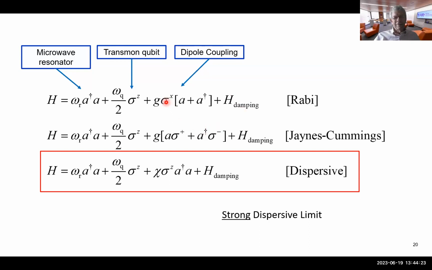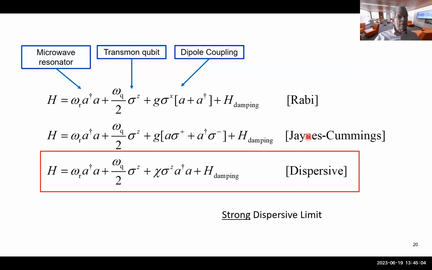Now, you can make what's called the rotating wave approximation. Sigma x is sigma plus plus sigma minus. It can flip down, E to G, and G to E. But most likely, if you're going to excite the transmon, you should de-excite the cavity in order to not change the total energy very much. And so making that so-called rotating wave approximation turns the Rabi Hamiltonian into the Jaynes-Cummings Hamiltonian.